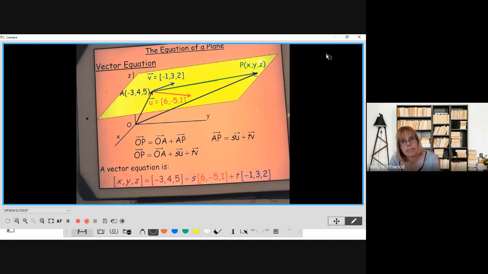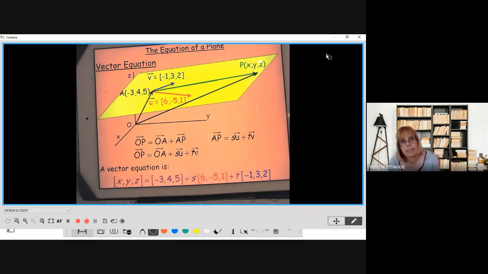Remember, when you find the vector between 2 points, you subtract the coordinates. So O, the origin here, is 0, 0, 0. When you go x minus 0, y minus 0, z minus 0, then we would call that the vector x, y, z. OA is the vector negative 3, 4, 5, because it goes from the origin to the point negative 3, 4, 5. So that's OA.